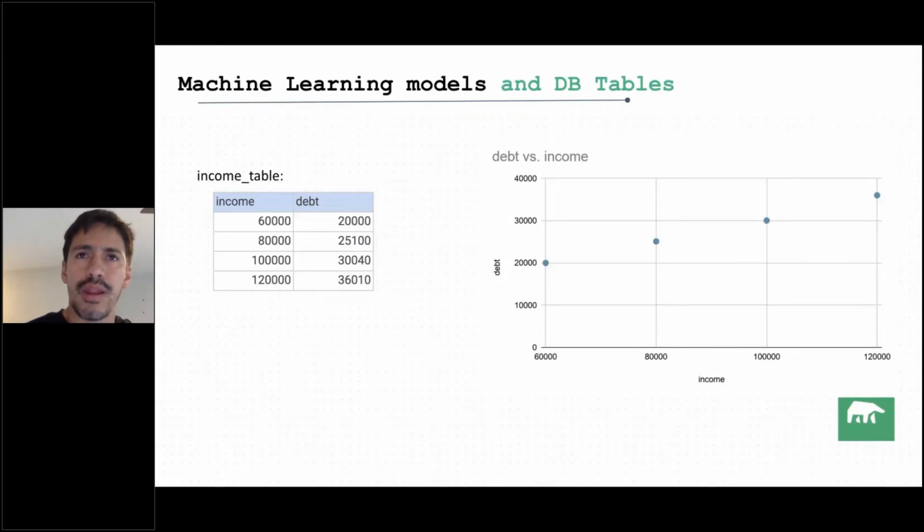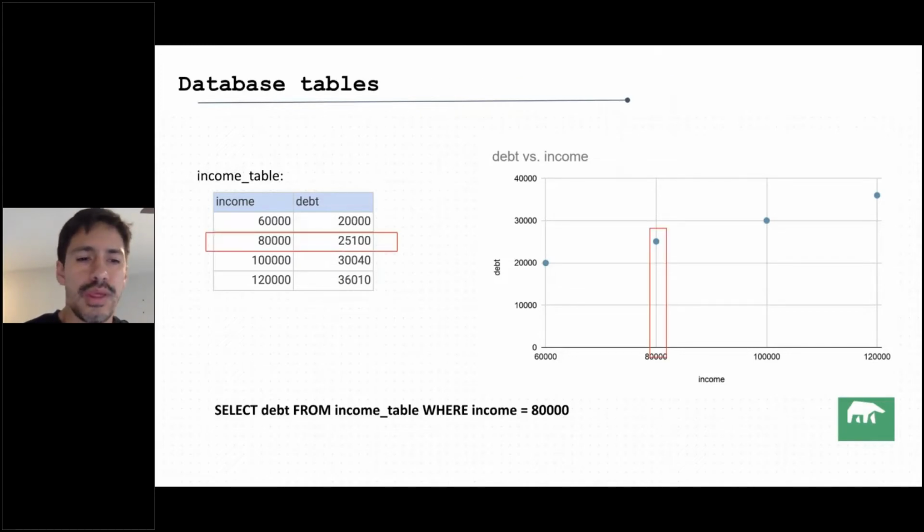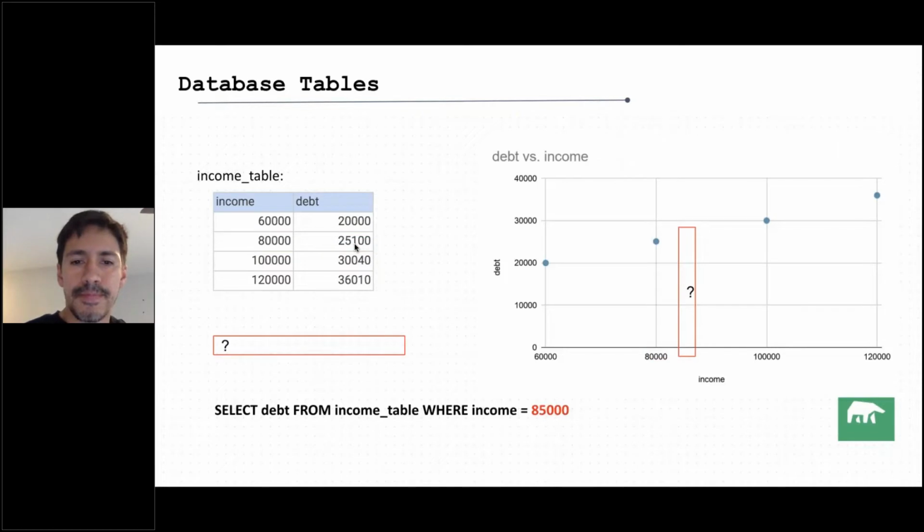To give you some intuition around this, imagine you have this table in a database where you have income and how much debt there is related to the income. You can create a query like: select from income table where income is 80,000, and you want to know what the debt is. Of course, if you have that data point in this table, it will tell you that it's 25,100. But what if you select an income that is not exactly 80,000, say 85,000? How would you get that response?